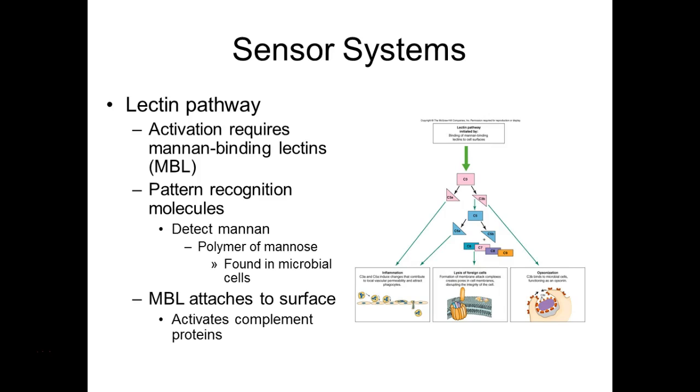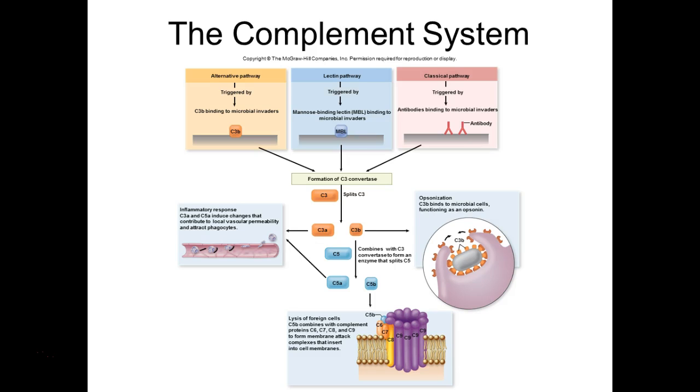But the same thing is going to happen for any of these activations, whether it's antibodies via the classical, C3b binding via the alternative, or the lectin binding recognizing the mannan polymer. We're going to converge at this point, right? That's common for all of these. That's important to remember: we're going to get this continual breakdown of C3 into C3a and C3b.